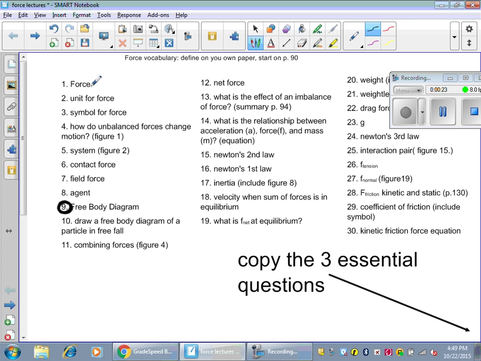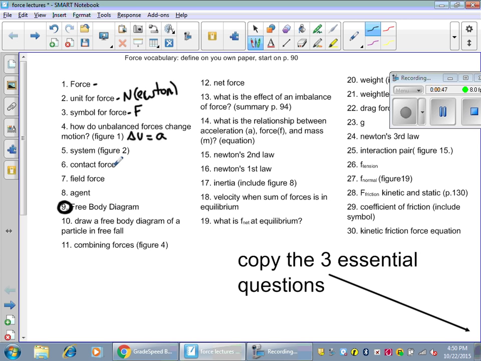We're working on force. Of course, you know the symbol for force is F. The unit for force is N, the Newton. Okay, so Newton, because Isaac Newton is the one who worked with force a lot. How do unbalanced forces change motion? We end up with a change in velocity. This is acceleration, right? Change in velocity is acceleration. Okay? The system is just where the forces are acting.